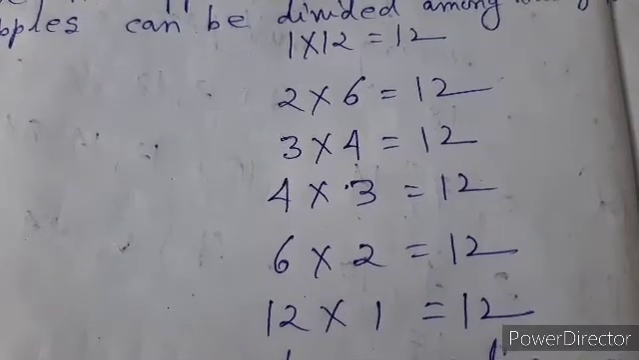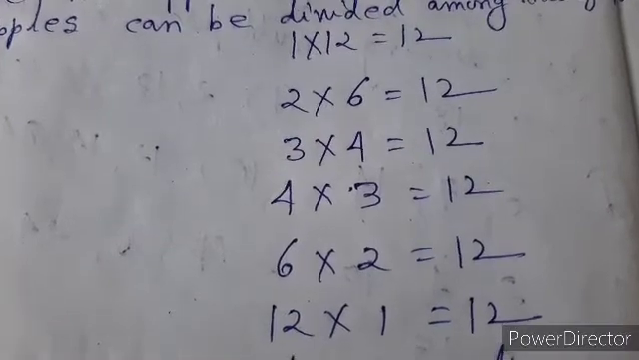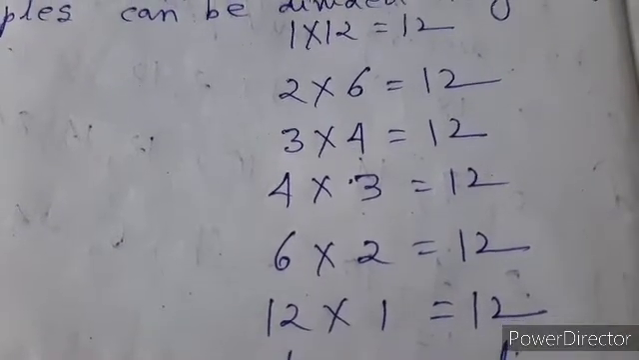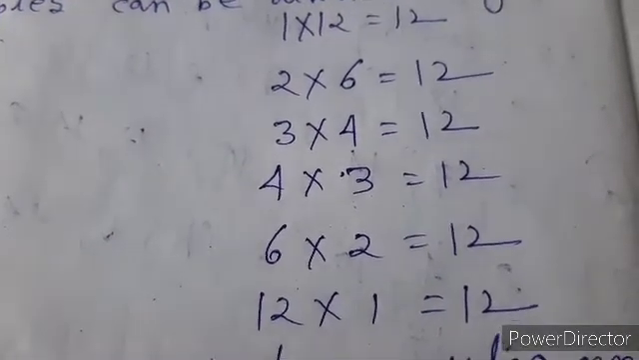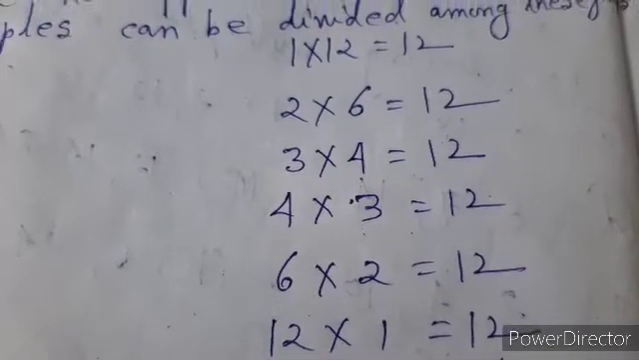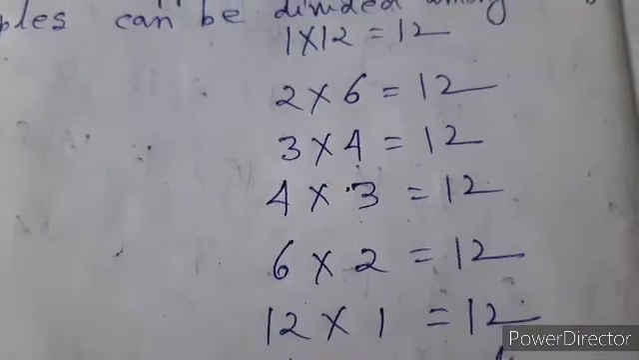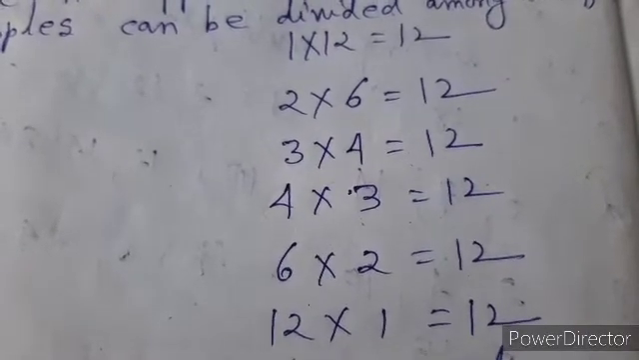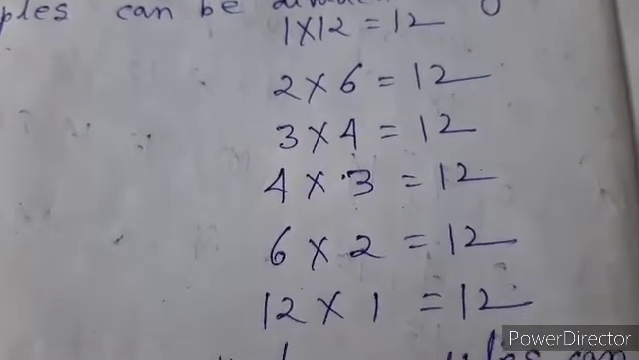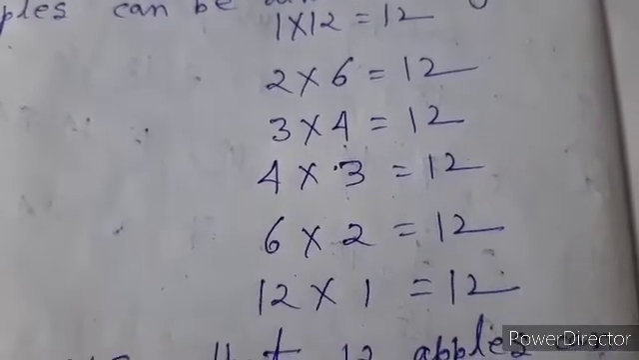1 into 12 is equal to 12. That means a group contains 12 apples. In another case, 2 into 6 is equal to 12. That means there are 2 groups of 6 apples. 3 into 4 is equal to 12. That means there are 3 groups of 4 apples.